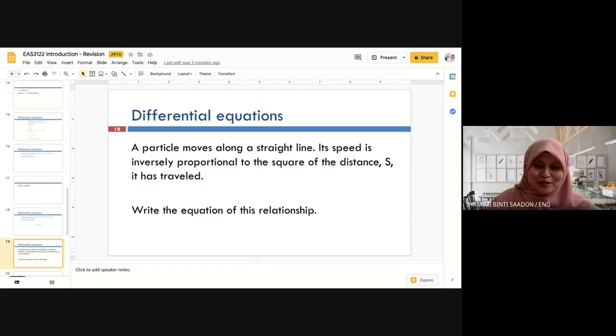Ishan is close to correct. So ds over dt, because it is the speed, and the speed is the derivative of distance. ds over dt equals k, which is again a factor or coefficient, over the square of the distance. So 1 over s squared.